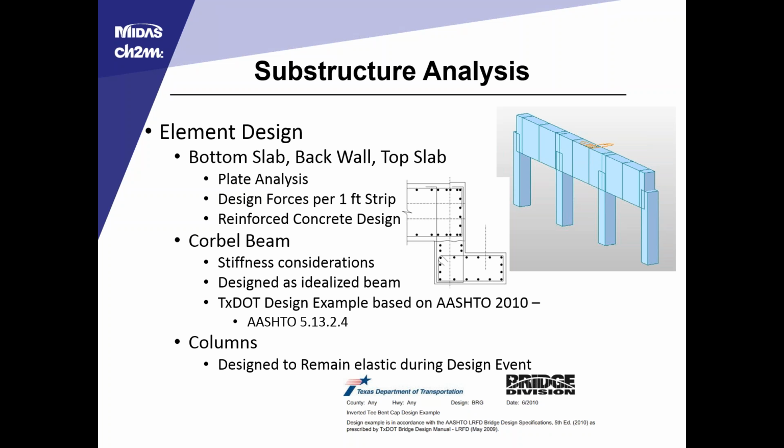For the corbel beam, like I mentioned, stiffness considerations were given to idealize a beam to represent that L-shaped corbel and also approximate how much of the top slab was serving as a beam element. For the design of the ledge corbel itself, we used the TxDOT design example based on the 2010 AASHTO and certainly checked the 2012 AASHTO for applicability. And that just checks all the independent failure mechanisms: punching shear, the moment about various elements, the pure tension in that stem, the moment about the ledge, interface shear, and so on.